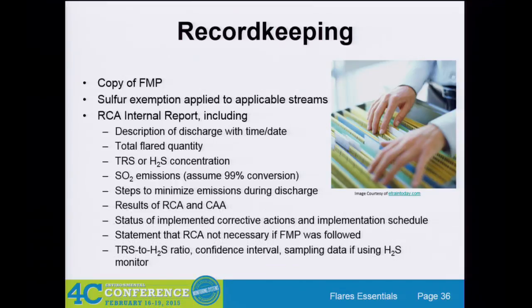Record keeping, obviously you need to keep a copy of the FMP. If you're using any exemptions for anything, you need to keep records of that. And then we have here some of the data points that you need for when you're doing an RCA.